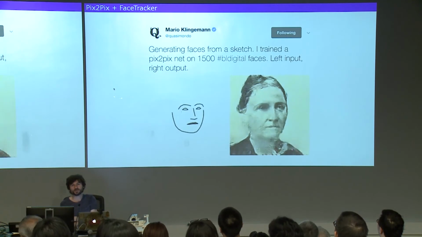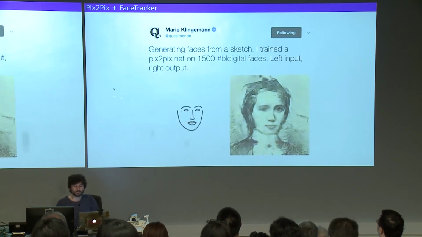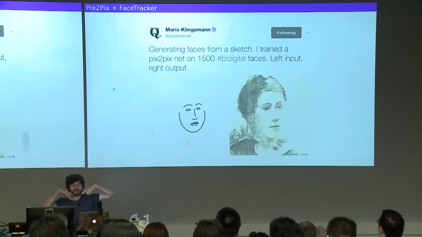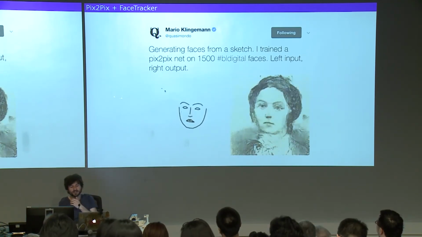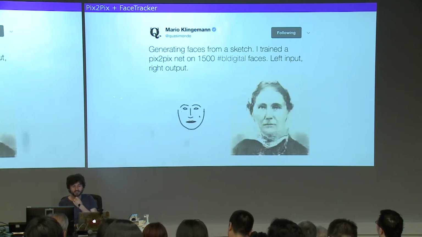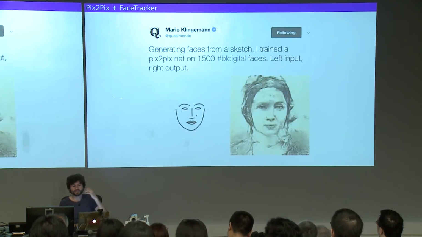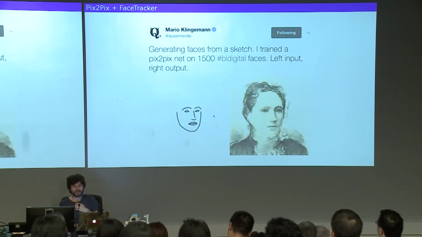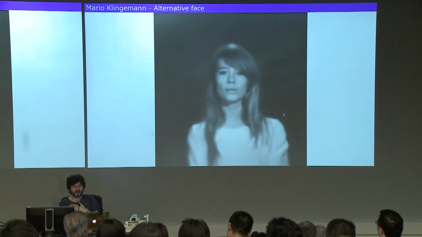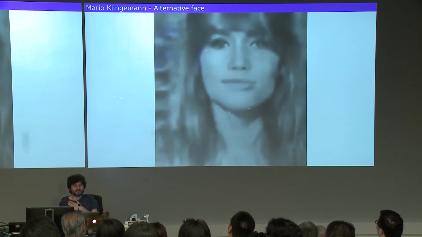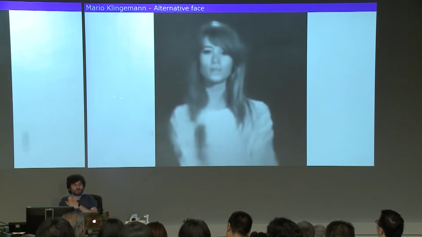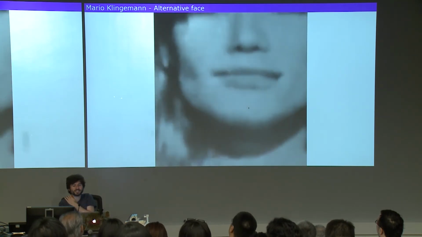So then, and I've also already showed this to you the other day. Mario did this thing with faces where he does the face tracker poses, and then he trained it on 1,500 sketches of faces from a museum collection, and then he would take a random set of face points and then generate an image of a face, right? And he did this thing where he reconstructed Françoise Hardy, who's a French pop star from the 1960s.